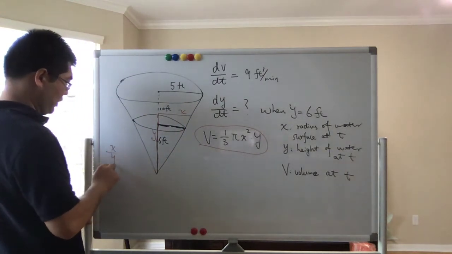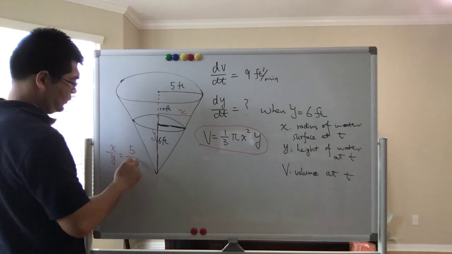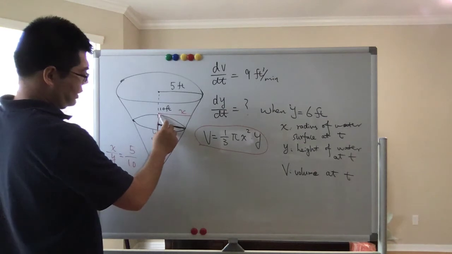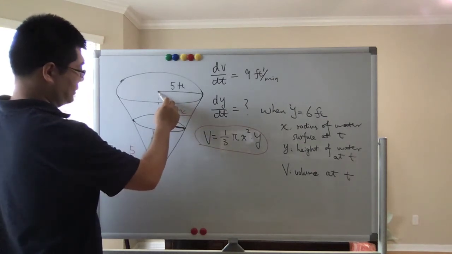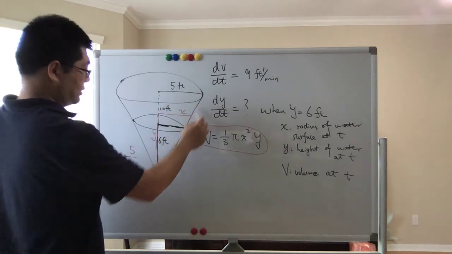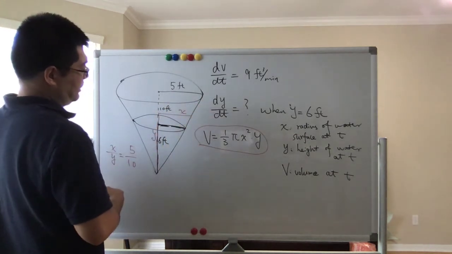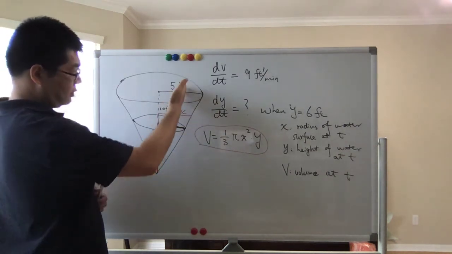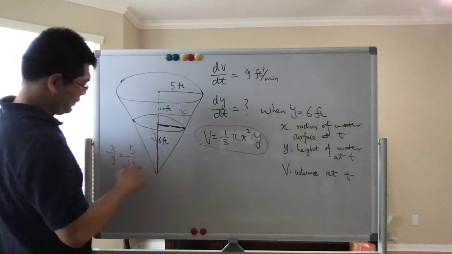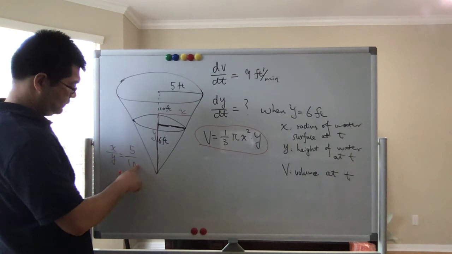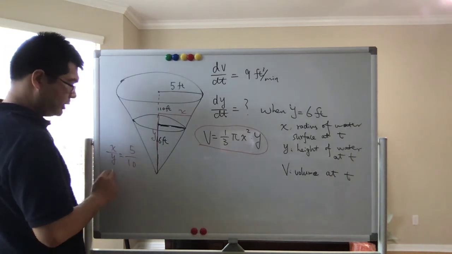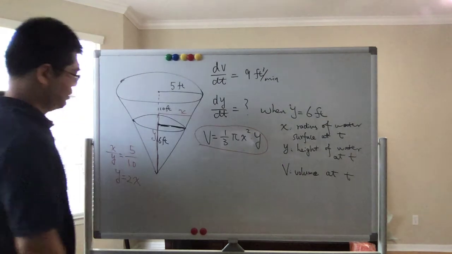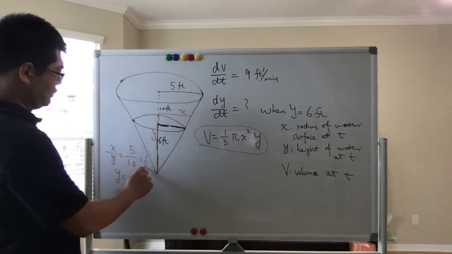So X over Y equals 5/10, because this triangle is similar to this triangle, so the ratio of those two sides equals the ratio of this over this, and we already know that this equals 5/10. So what do we get? We get a relationship between x and y: x over y equals 1/2, so we can get y equals 2x.